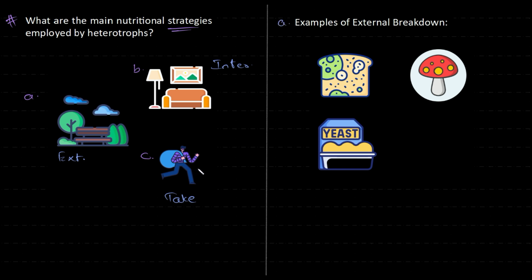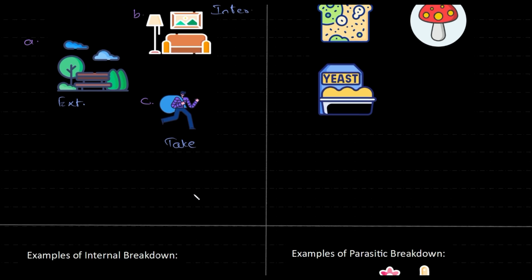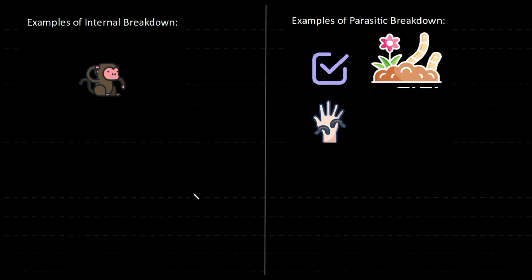When it comes to the first, we have yeast, for example. It does something with the food that is given to it and then absorbs. Fungus does that. Your bread mold and all of that, right? That's an example of external. Internal has to do with us. And the third category, that is your parasites. For example, ticks. Then we have your leeches, worms, and so on and so forth.